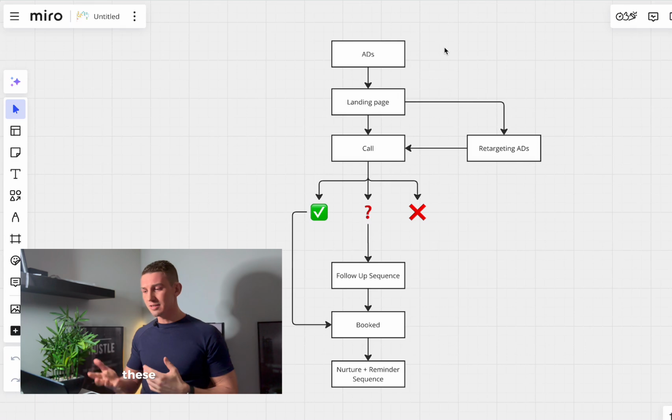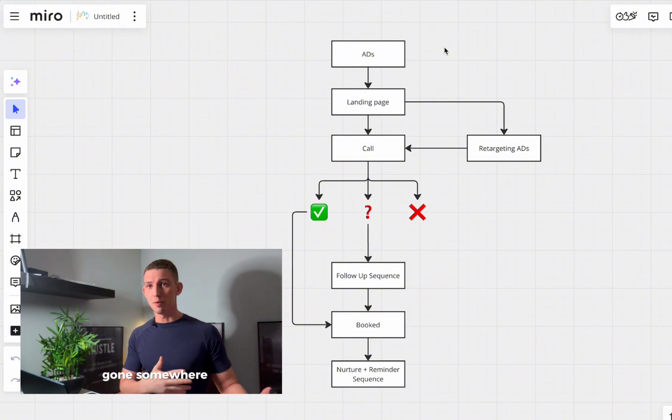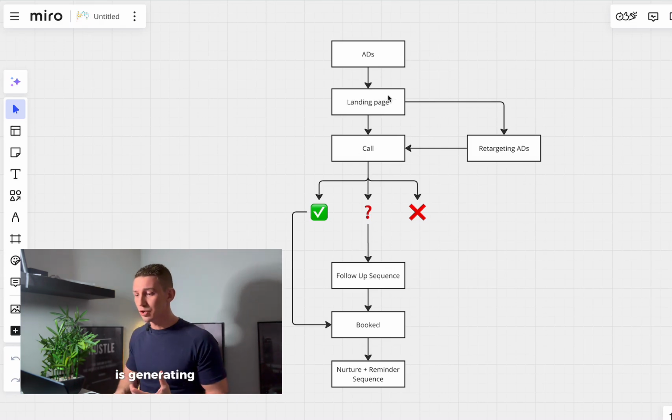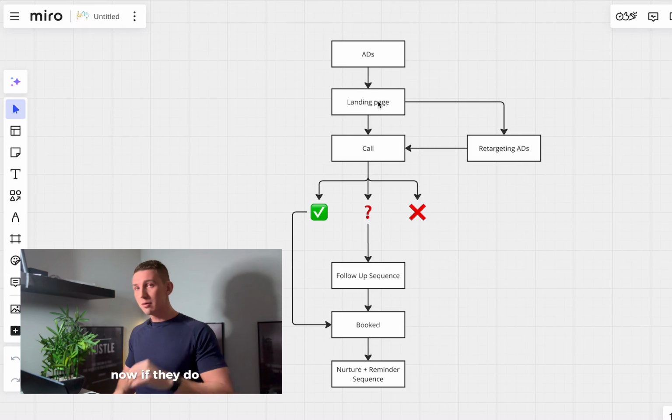They go, oh, hang on a minute, these guys aren't selling the machine, they're doing the cleaning, right? And probably would have come off that landing page and gone somewhere else. So the landing page, as long as it's built in the right way and it's optimized, is generating you more qualified prospects.